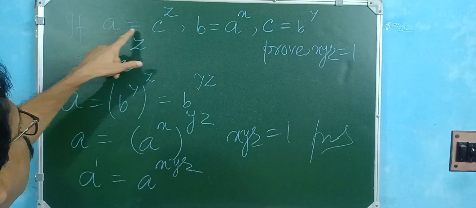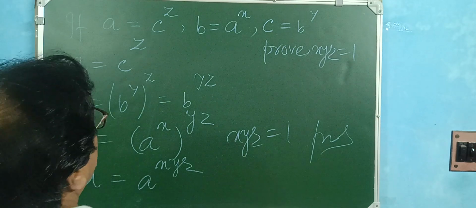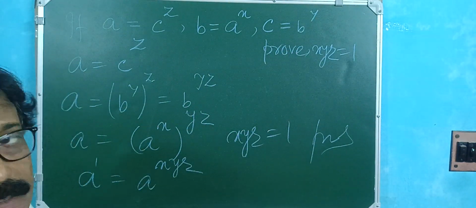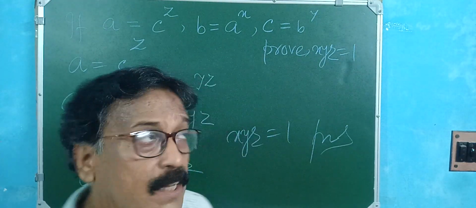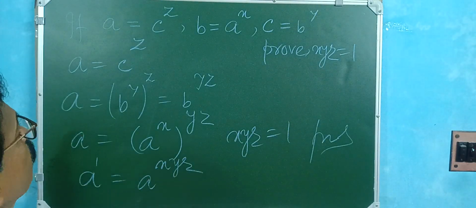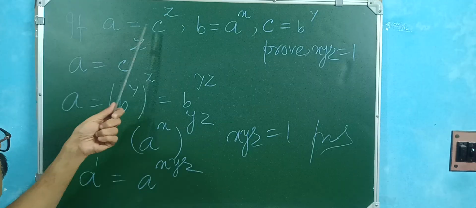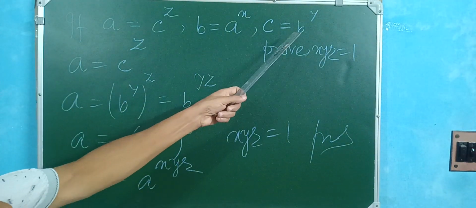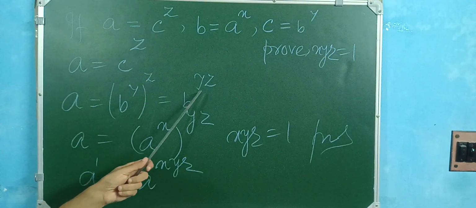If A is equal to C to the power z, B is equal to A to the power x, and C is equal to B to the power y, prove that xyz is 1. Don't be scared seeing this. Don't panic seeing the sum. Just see. Okay, no problem. Just write A is equal to C to the power z first. Now you see C is equal to B to the power y. In place of C, B to the power y into z. That is actually B to the power yz.